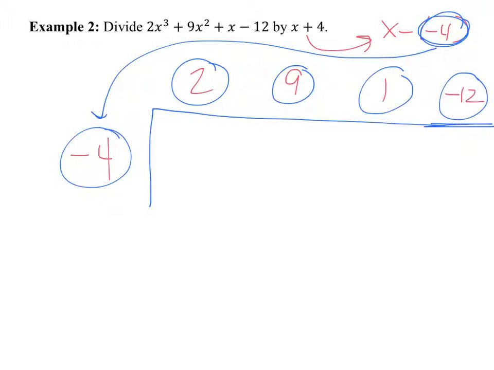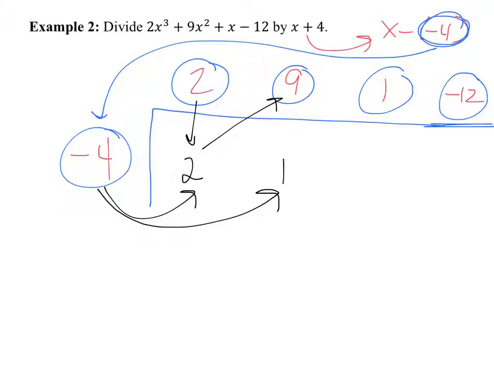Kelly, step me through. I'm going to bring down the 2 first, then what should I do? You multiply -4 times 2, and then you add 9. What do you get? 1. Good. Next. Mike? You multiply -4 by 1. Good. We add 1, so we get -3. Very good. Niall, last one.